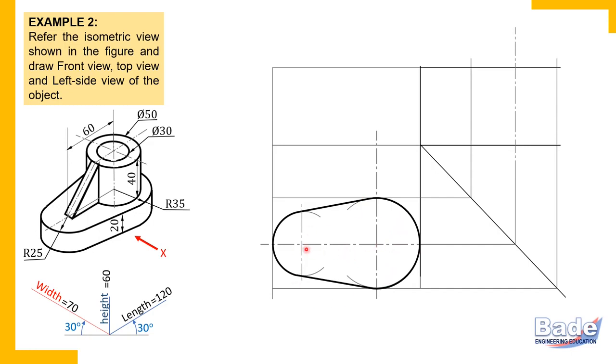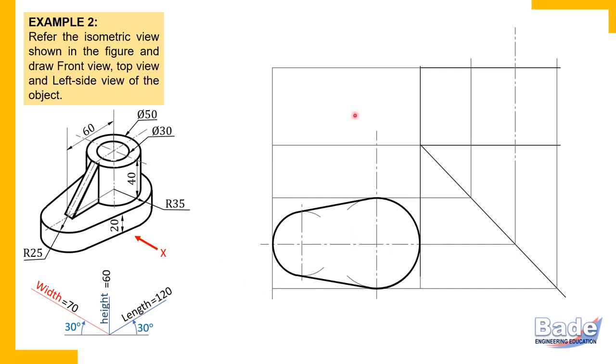Which two dimensions do you get in the top view? Length of this plate, that is from extreme left to extreme right of the plate, 120 millimeters. And what is width? Vertical dimension from back to front, 70. So length 120, width 70. In the top view, vertical dimension is width. So length and width of this plate appear in the top view.